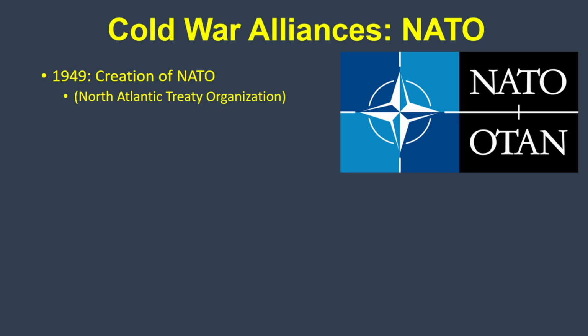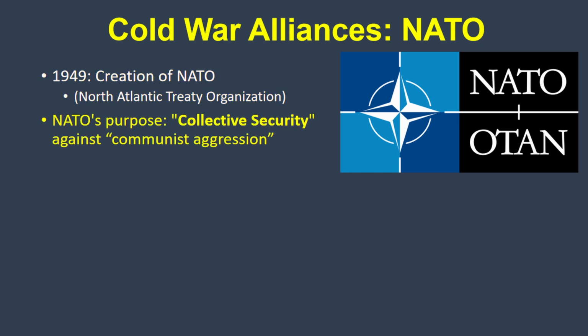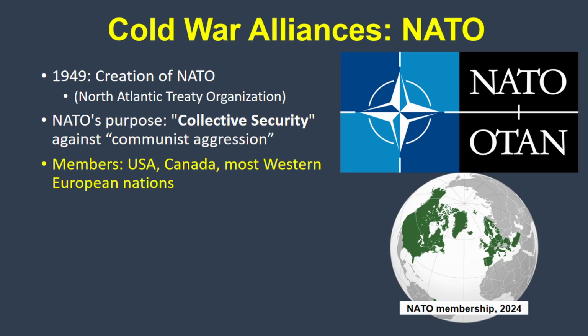In 1949, NATO was established, a military alliance pledging collective security and solidarity against communist aggression. It soon included the USA, Canada, and most of the Western European nations. The most significant part of NATO was Article 5, which stipulated that an attack on one of the members would be treated as an attack on all members.